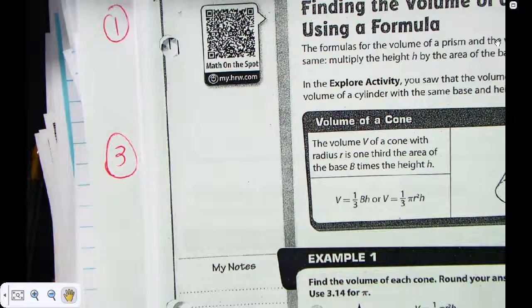1/3. 1/3 of the area of the base times the height. So you would pretend like you're doing volume of a cylinder that has the same base and height. But then you take a third of it. And we all know how to get a third of a number because we worked on that in the first week of school.